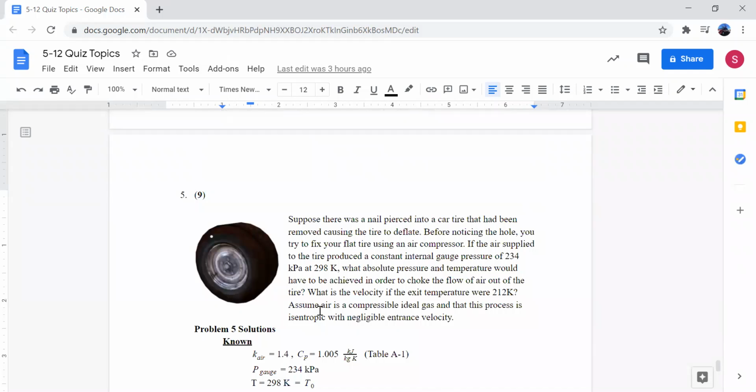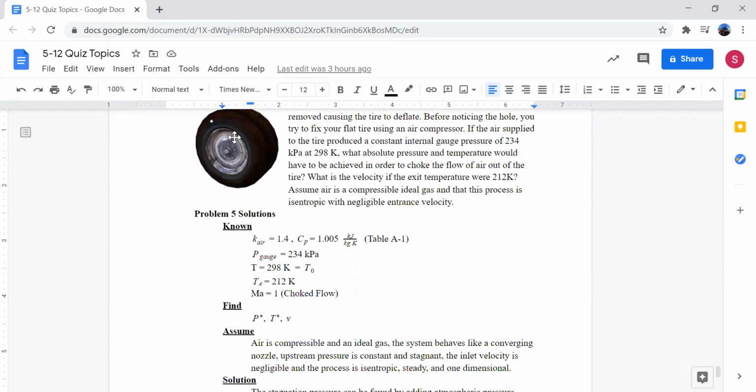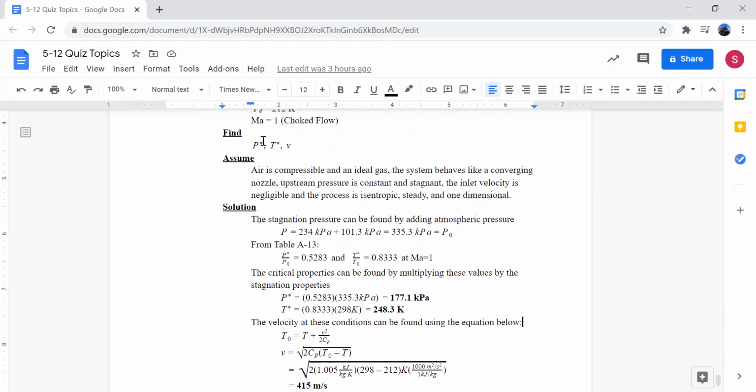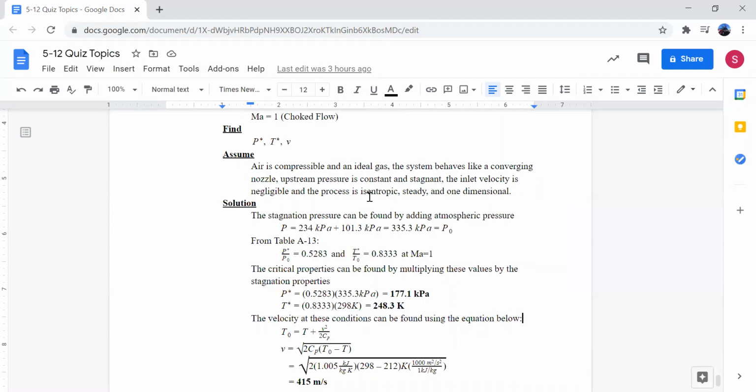Okay. For this last question, we're going to look at topic 9, which is compressible flow, and we're going to look at choked flow. So you have this car tire with a hole in it, and so it's acting like a converging nozzle because it's going from a large area to a smaller area. We can assume that air is a compressible ideal gas. The system behaves like a converging nozzle. The upstream pressure is constant and stagnant. The inlet velocity is negligible, and the process is isentropic, steady, and one-dimensional.